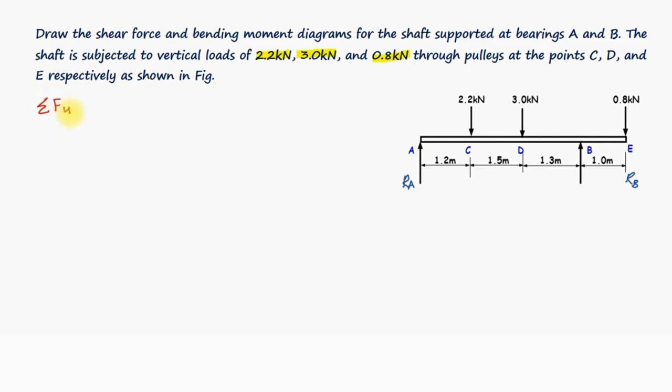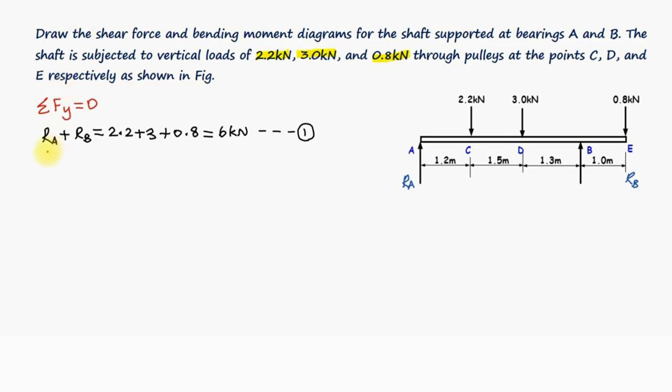Therefore, let us consider the equilibrium of the entire shaft and resolve the forces vertically. That is, sigma Fy is equal to 0. Let us write the upward forces are equal to the downward forces. That means RA plus RB is equal to 2.2 kilonewtons plus 3 kilonewtons plus 0.8 kilonewtons. RA plus RB is equal to 6 kilonewtons. Let us consider this is our equation number 1. Here, this RA and RB are unknowns. We need to eliminate one of the unknowns.